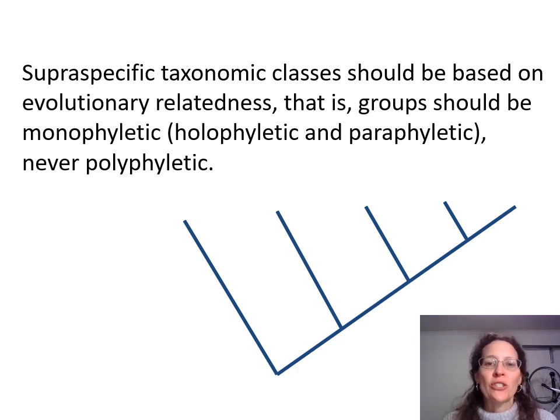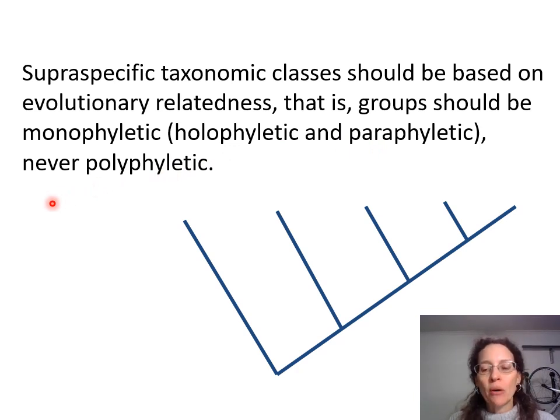Using those groupings we just talked about, supraspecific taxonomic classes, so any grouping that's above the level of species, should be based on evolutionary relatedness. That is, the group should be monophyletic. So these are our holophyletic and paraphyletic groups, not polyphyletic.